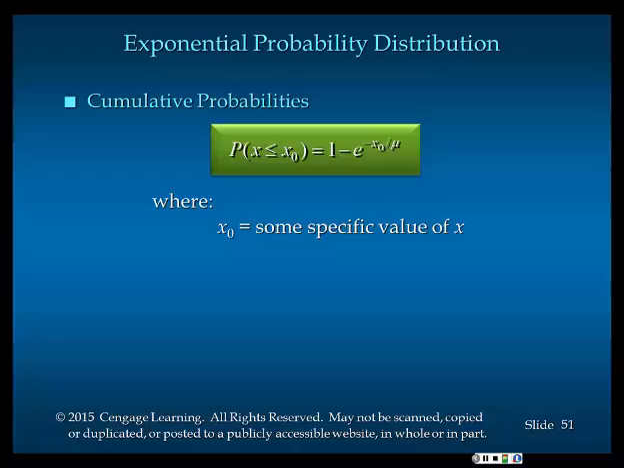So, some properties of this particular distribution. If x is exactly equal to 0, what is the probability equal to? 0. You're right. If x is 0, it makes this whole exponent 0, which forces this to be equal to 1. And we get 1 minus 1, so we get 0.